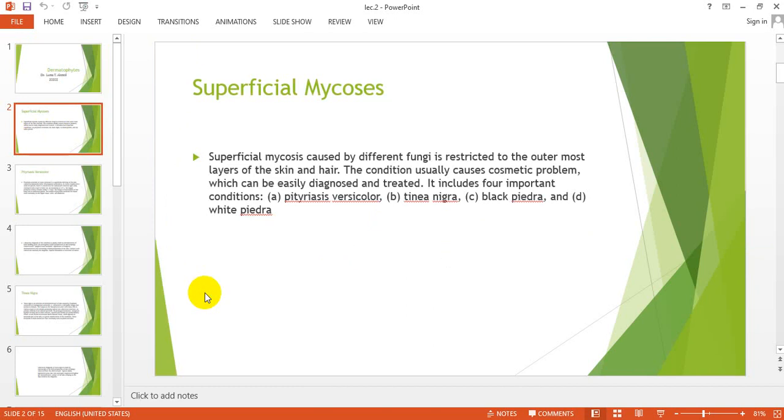Okay, so this group of mycosis has three genera and 40 species. These genera are epidermophyton, trichophyton, and macrosporium. So the superficial mycosis caused by different fungi is restricted to the outermost layers of the skin and hair. The condition usually causes a cosmetic problem which can be easily diagnosed and treated. It includes four important conditions: psoriasis versicolor, tinea nigra, black piedra, and white piedra.